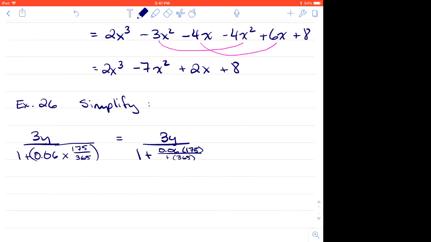Why did I do that here? Well, it's because here you could just take 0.06 times this fraction, right? That's fine. But technically we're multiplying two fractions, 0.06 over 1. And so if you want to see it, it's just going to be 0.06 over 1 times 175 over 365. And when you smush it together, you get 0.06 times 175 divided by 365.